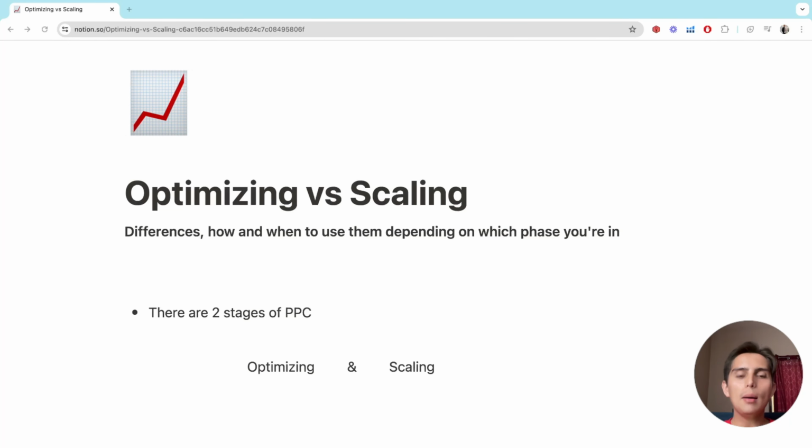So when it comes to Amazon PPC, guys, there are two phases that you need to know: the differences between these phases, how to use them, when to use them, and basically how we go about it if we are gonna do either this one or that one. Okay, so the two stages are the optimizing phase when you sell on Amazon, or the scaling phase. You're gonna either optimize or scale your listing.